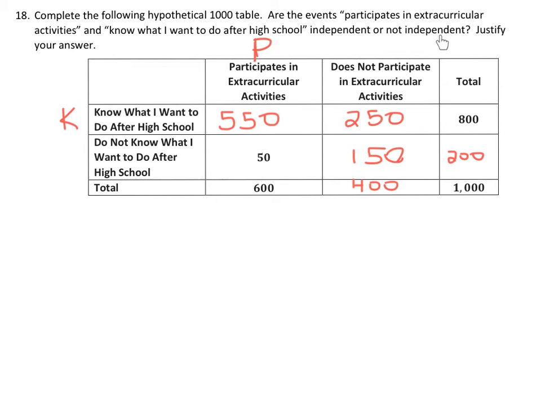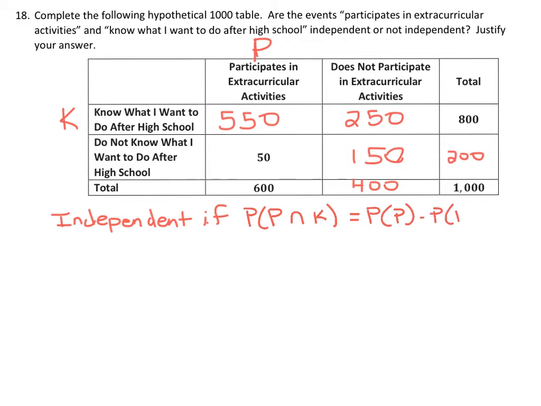Independent or not independent. Now, we can use either one of the two formulas from the previous page. I'm going to stick with the formula that we just used because that formula is pretty easy. I find most people choose that one over the two. So we know that the two events are independent if, and you can copy that formula off the previous page, I'm just going to use, instead of A and B, P and K. So they're independent if the probability of P and K equals the probability of P times the probability of K.